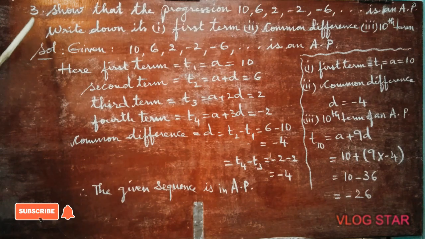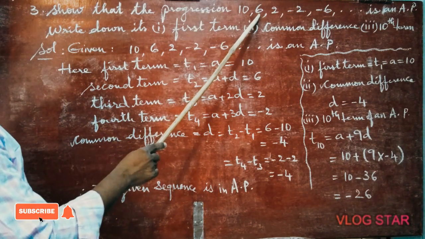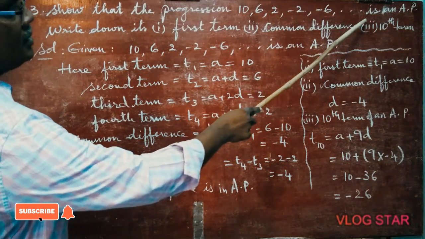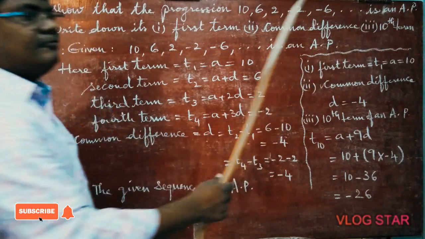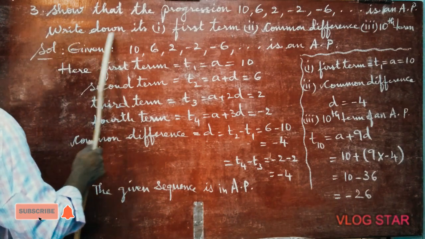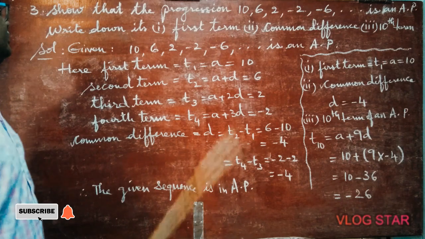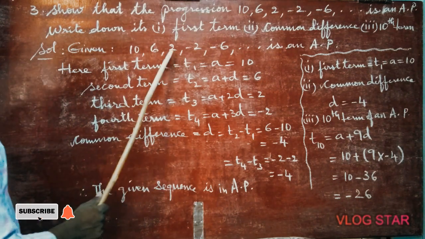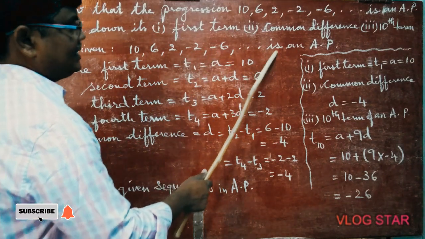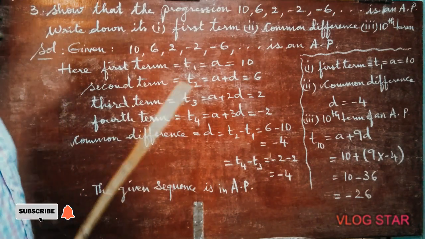Third problem. Show that the progression 10, 6, 2, minus 2, minus 6, and so on is an AP. Whether it is an AP or not, we have to show first. Write down its first term, common difference, and the 10th term. Solution: the sequence 10, 6, 2, minus 2, minus 6, and so on is an AP. AP means arithmetic progression.